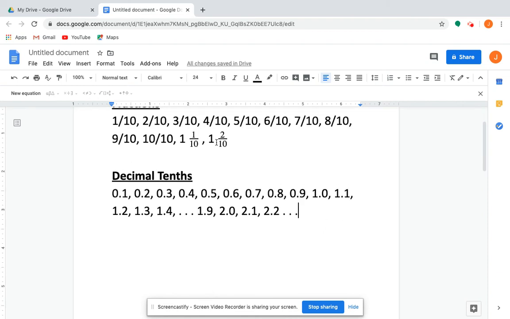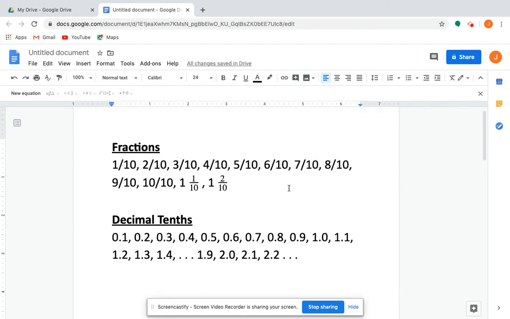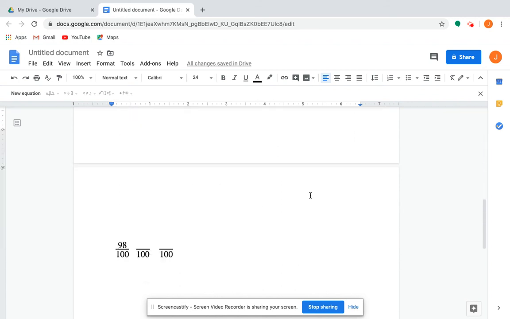So mixed numbers as a decimal: we've been working with decimals less than 1, and now we're just doing decimals greater than 1. So these are essentially mixed numbers just as decimals. But what would that look like for hundredths? This is tenths, and tenths are fairly easy. What would that look like for hundredths?